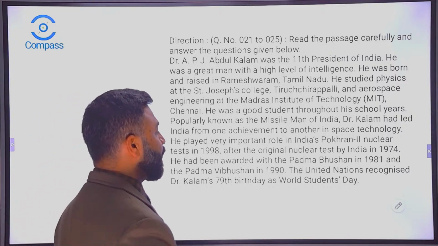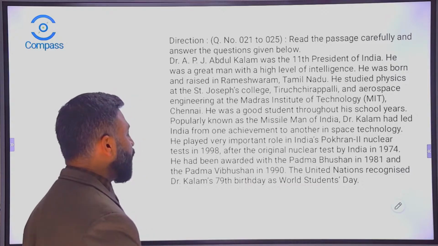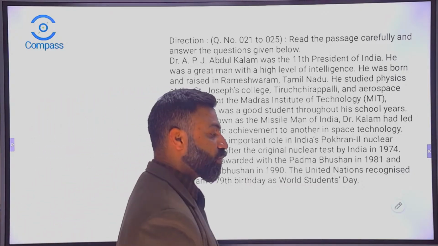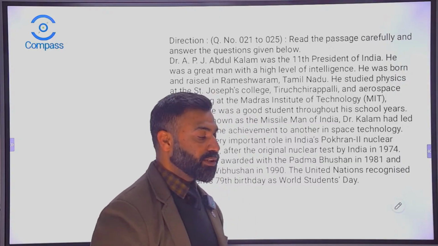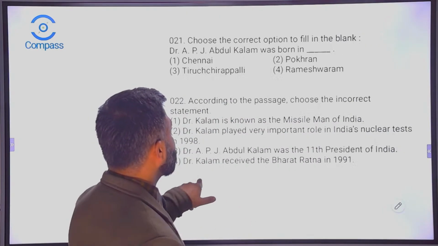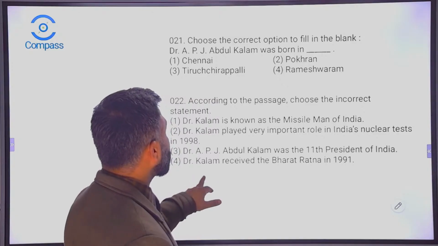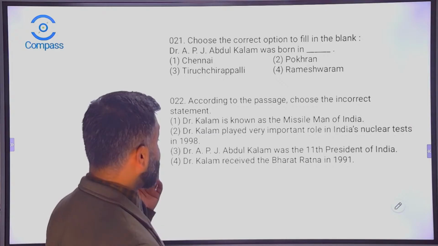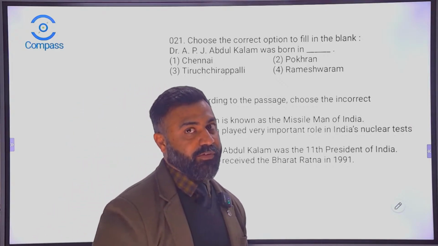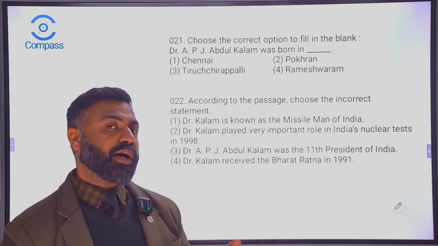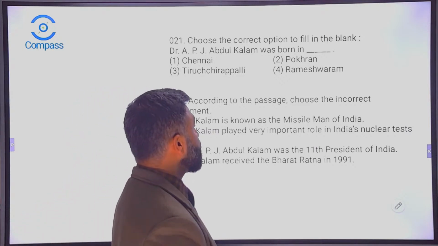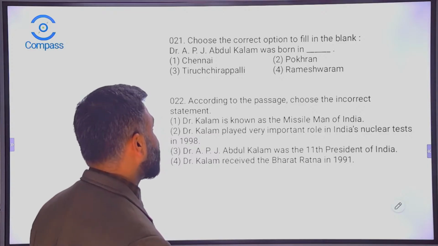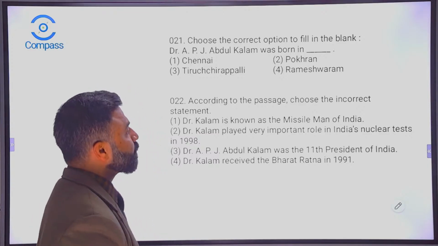The United Nations recognized Dr. Kalam's 79th birthday as World Students Day. Yes, we celebrate World Students Day, right? So this is the passage here. On the basis of this passage, we have a set of questions starting from 21 and going till 25. The 25th is going to be the last question of the question paper. So we usually get only 25 questions to solve in the English section.